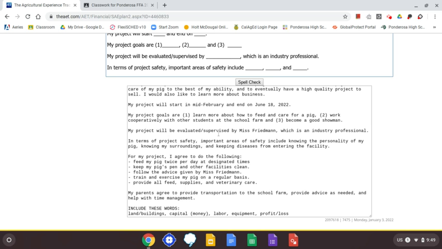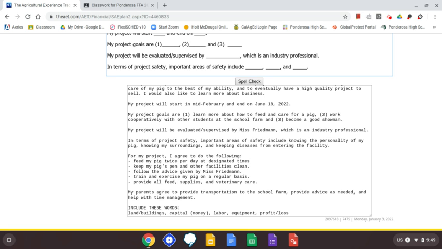How will your project be evaluated and supervised? That's usually going to be by your ag teacher or whoever's in charge of that project for our particular school. So I just put Miss Friedman as our example. And she is an industry professional, so she's a good person to have supervising your project. In terms of project safety, the program and National FFA wants us to think about how to remain safe. So you just take the sentence starter and fill in 3 ideas about safety.